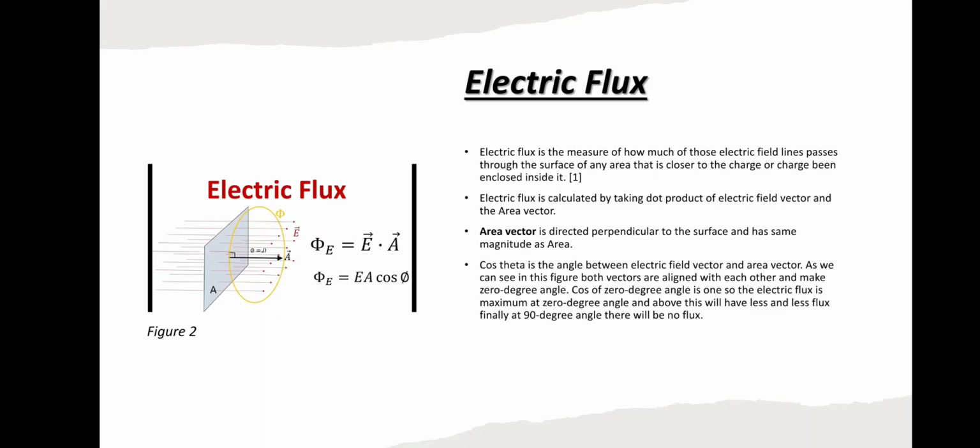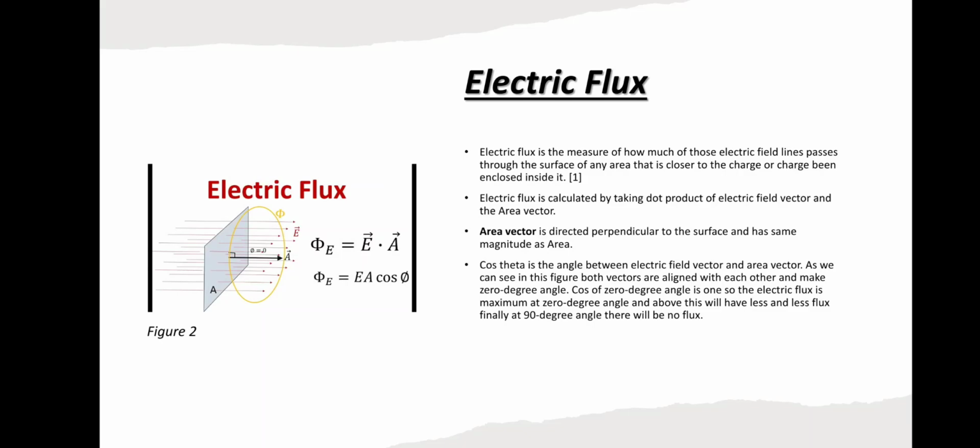Electric flux. Electric flux is the measure of how much of the electric field lines pass through the surface of any area that is close to the charge or has the charge enclosed inside it. Electric flux is calculated by taking the dot product of the electric field vector and the area vector. The area vector here is a normal line directed perpendicular to the surface and has the same magnitude as the area.